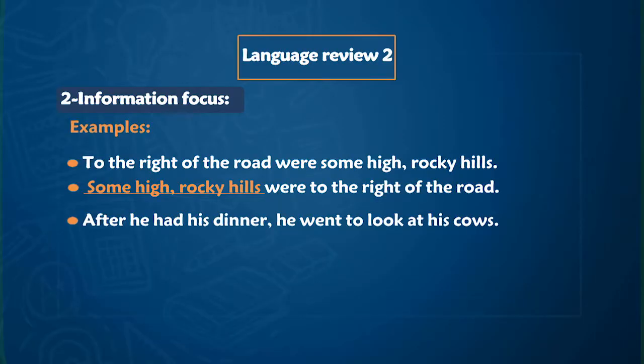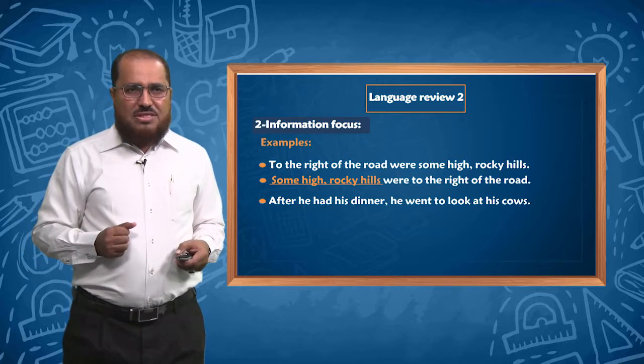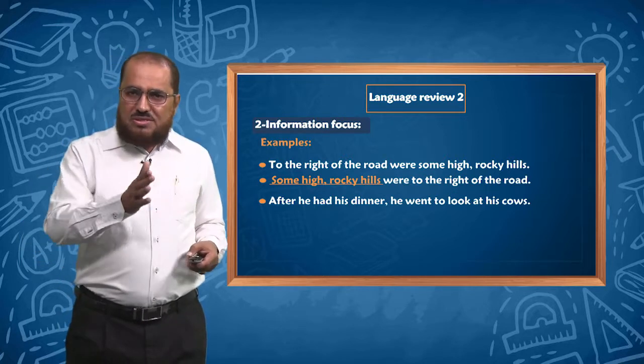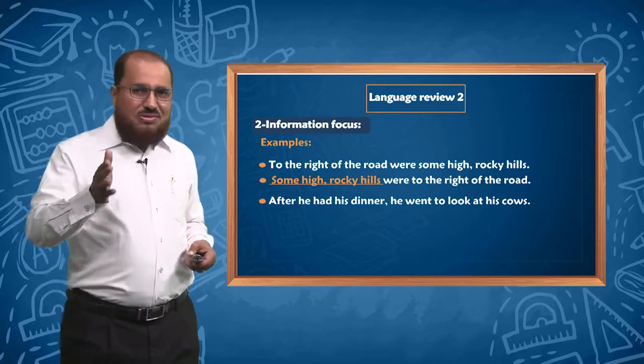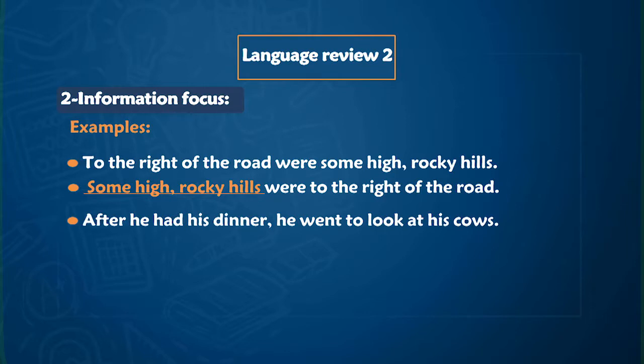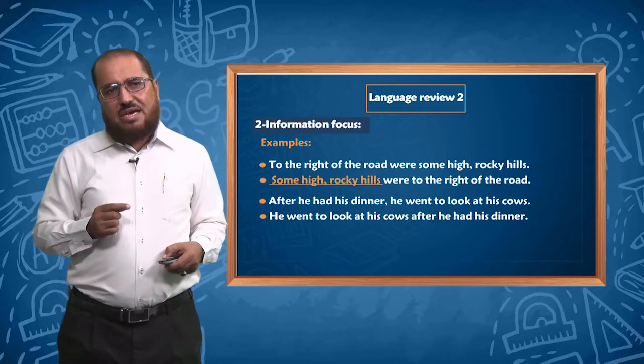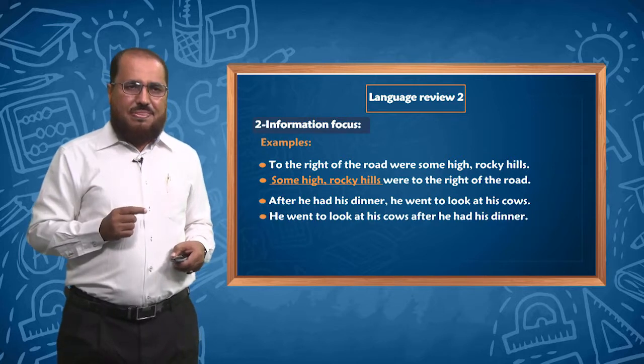More examples. After he had his dinner, he went to look at his cows. This example has no adverbial or adjective phrase. It is just a sequence of events. But you can make information focus in this example. Let's see first the second, and I'll explain what's the difference. Now, he went to look at his cows after he had his dinner.